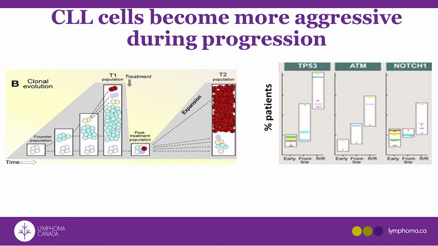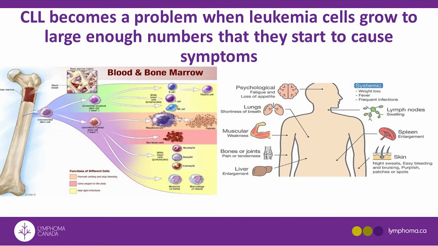And this is sort of an example. I've said that loss of P53, ATM, and this mutation in Notch1, one of the newer mutations, are associated with more aggressive disease. And you can see that what's been done here is that these genetic mutations have been measured at the time of diagnosis, at the time that the disease has progressed to causing symptoms that need treatment, and then at the time that the CLL cells have become resistant to these treatments. And you can see that in each case, the more aggressive mutation gets selected for.